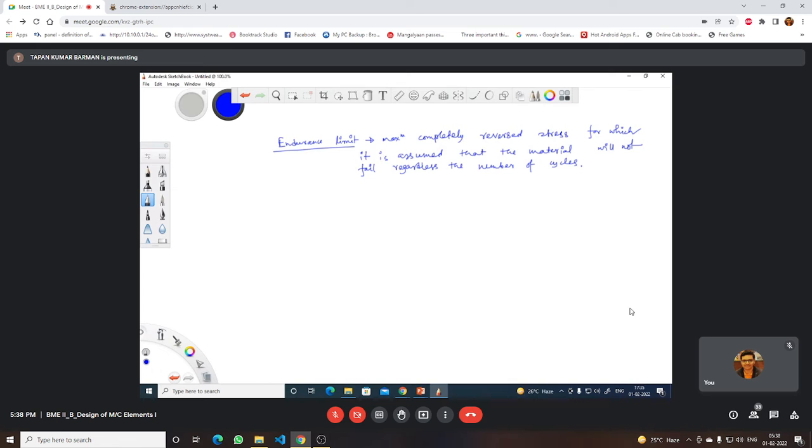What is this? Maximum completely reverse stress, for which it is assumed that the material will not fail regardless of the number of cycles. Now, what is maximum completely reverse stress? First we have to find reverse stress, completely reverse stress, then maximum completely reverse stress. This endurance limit is applicable when the component is subjected to fatigue loading. So we may classify loading into two.